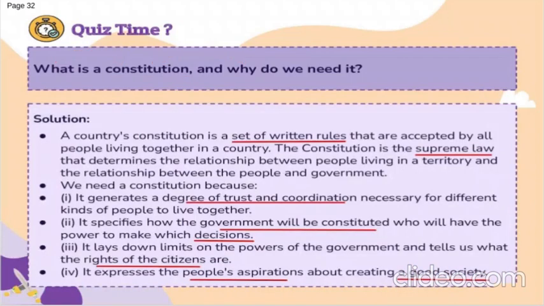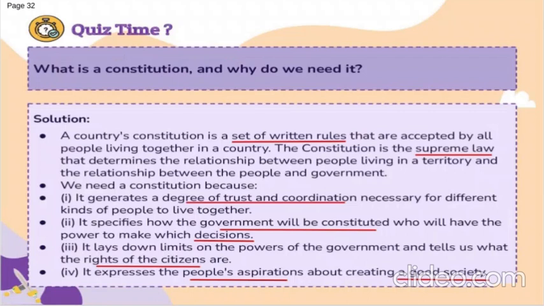So you look over here, a country's constitution is a set of written rules which are accepted by all the people in the country. It is a supreme law, and that is the only law everyone has to follow. The government, the population, everyone has to follow that constitution's rules only.